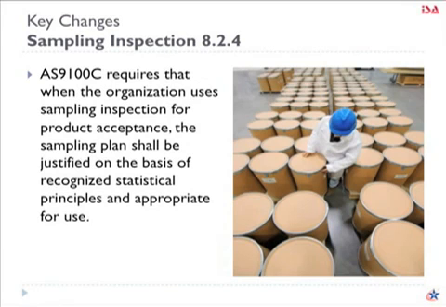AS9100C requires that when the organization uses sampling inspection for product acceptance, the sampling plan shall be justified on the basis of recognized statistical principles and appropriate for use. The rationale was that numerous requests were received to improve the sampling clause, and that the way it was previously written confined organizations, excluding other plans that could still be proven statistically valid.